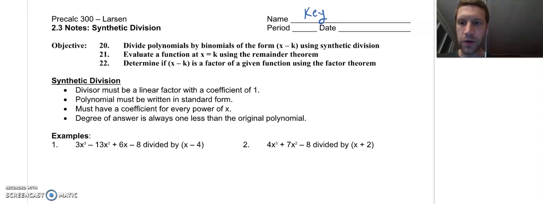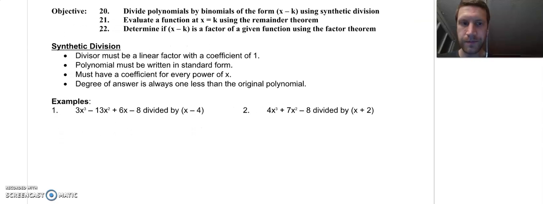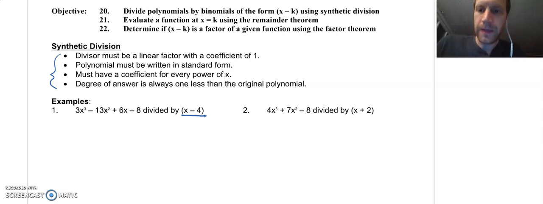So here's our learning targets at the top. And then this is kind of like the setup in order for synthetic division to be used. So your divisor needs to be a linear factor. So if we look at example 1, the value that we're dividing by, in this case, they're all going to be binomials. Those are going to be linear factors with a coefficient of 1. So x plus a constant or x minus a constant.